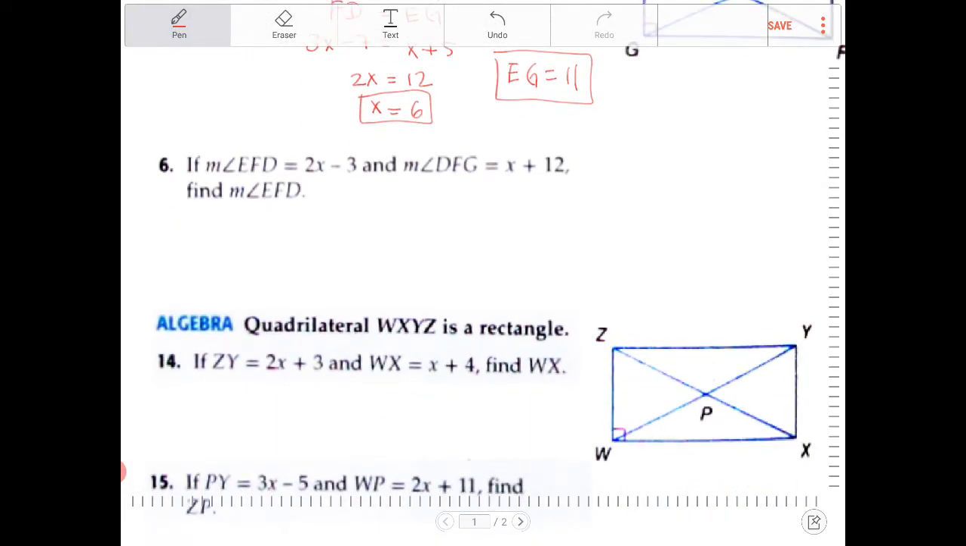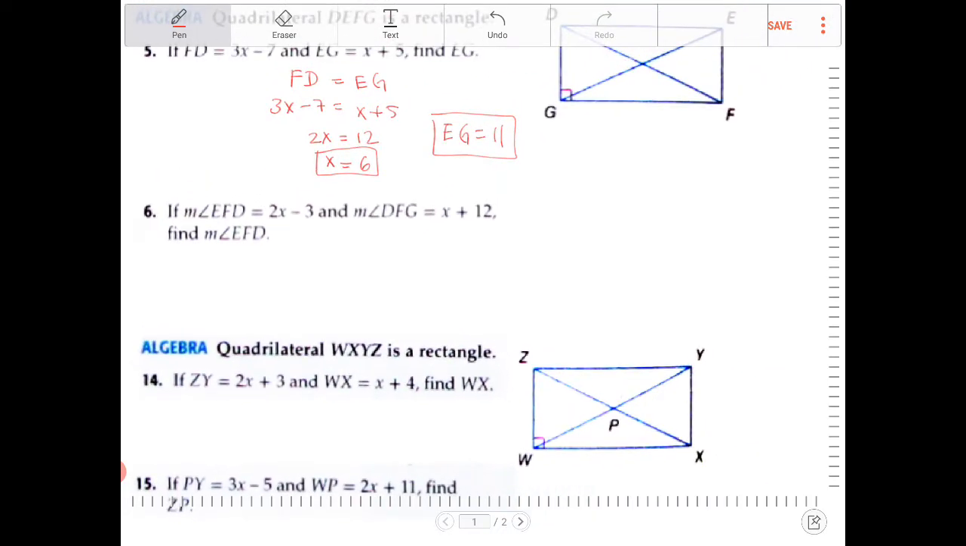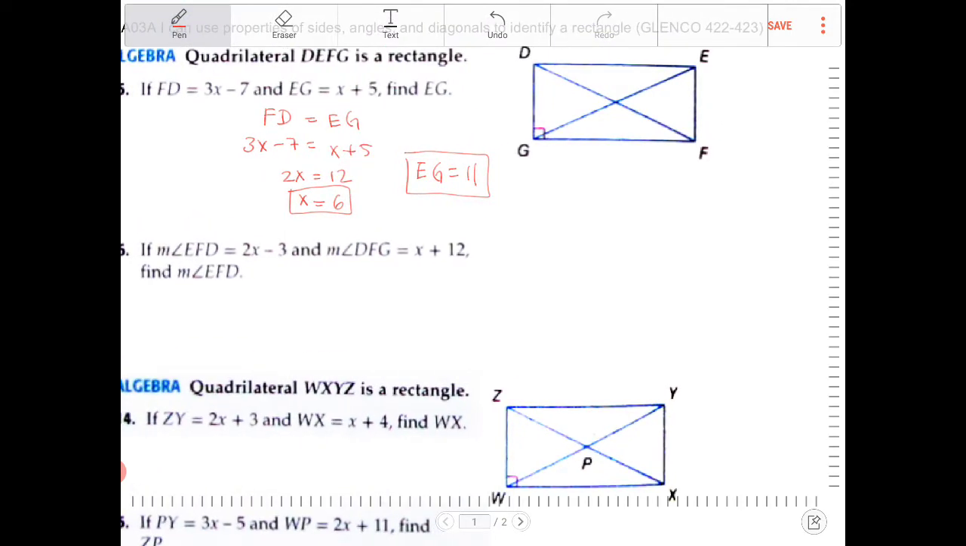Then it says find angle EFD. It's telling us EFD is equal to 2x minus 3. So EFD is this angle right here, and that's 2x minus 3. And DFG is this angle right there, and that's x plus 12. And it says to find out what EFD is.